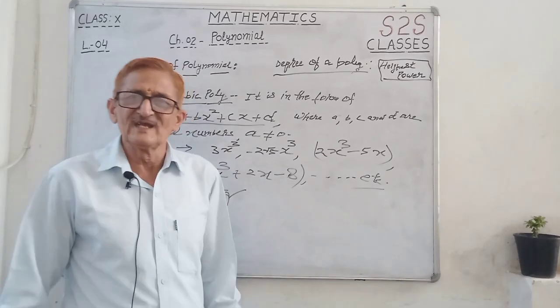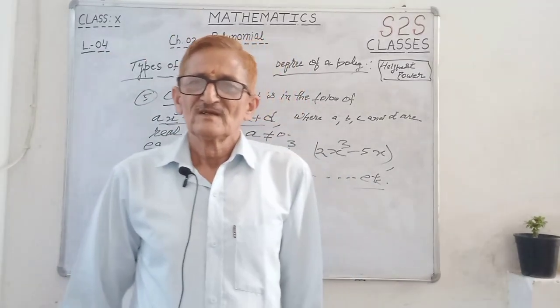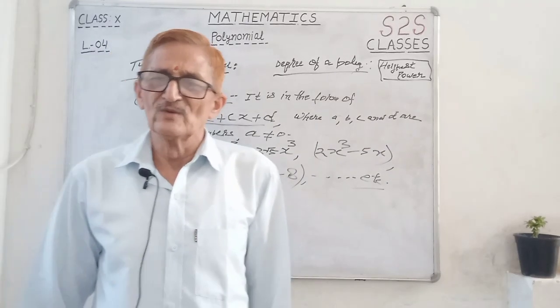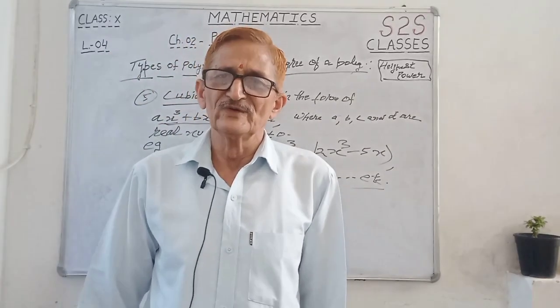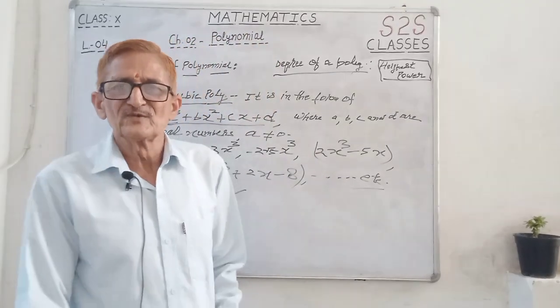Now, okay, types. Tomorrow we have to go forward: zeros of the polynomial and solution of the polynomial. Okay. Now, today up to here.